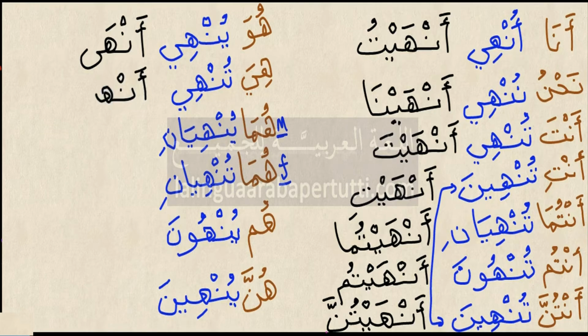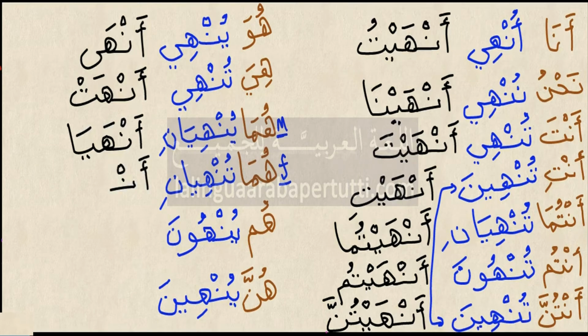هي أنهت. هما masculine أنهيا. هما feminine. Can you guess? No, it's not أنهيتا, it's أنهتا. هما أنهتا. أنهيتا is a common mistake between foreigners and unfortunately also between some Arabic teachers.